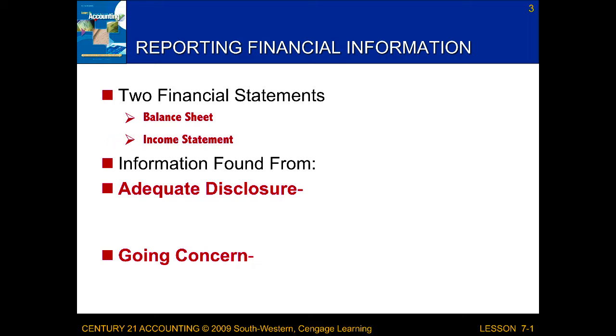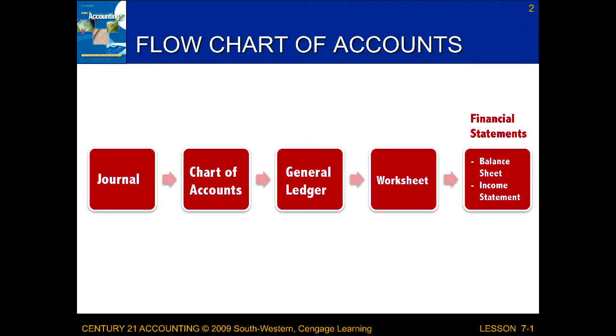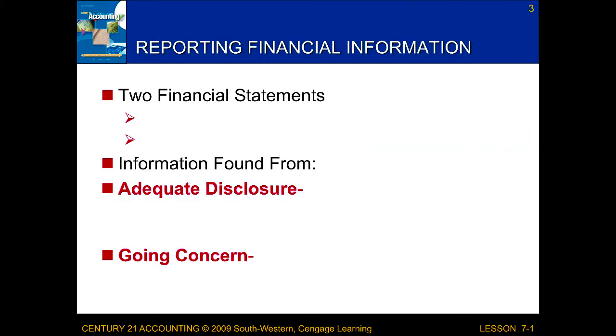Again, all that information is going to be found from the box previous to our current box on the accounting cycle. So if I go back, we're working on this financial statements box. If I take a look at the box right before this, it is the worksheet. So all of that information is going to come from the worksheet.